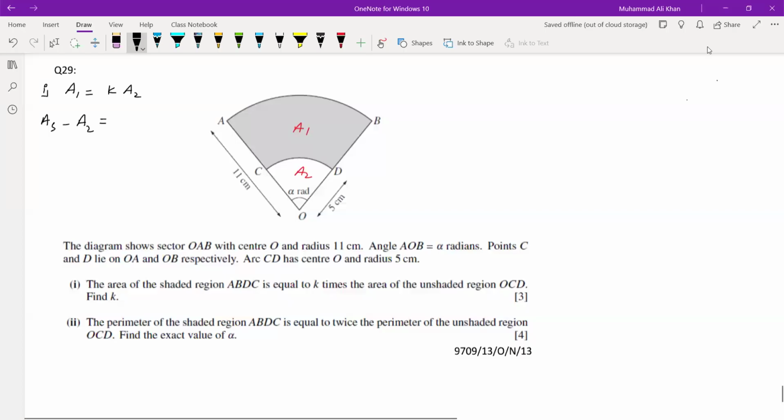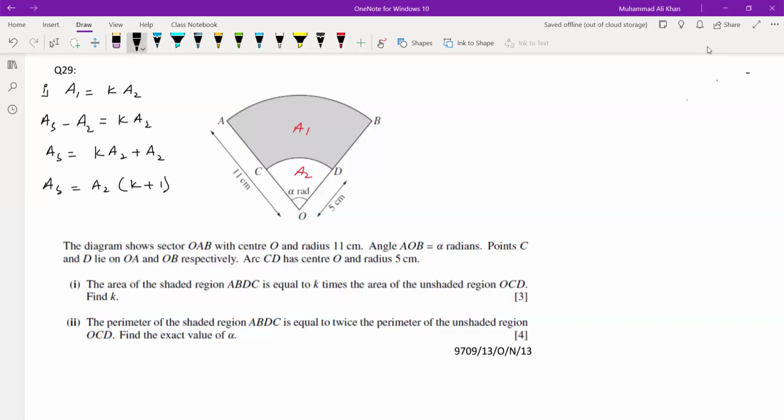Now, area of sector minus A2 equals K times A2. Area of sector is equal to K times A2 plus A2. Area of sector is equal to A2 common, K plus 1.